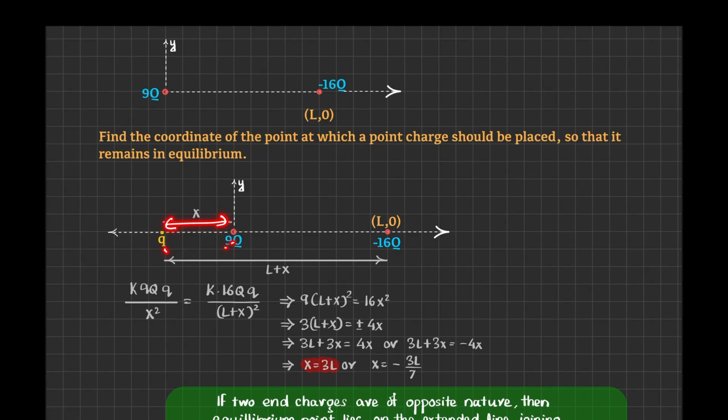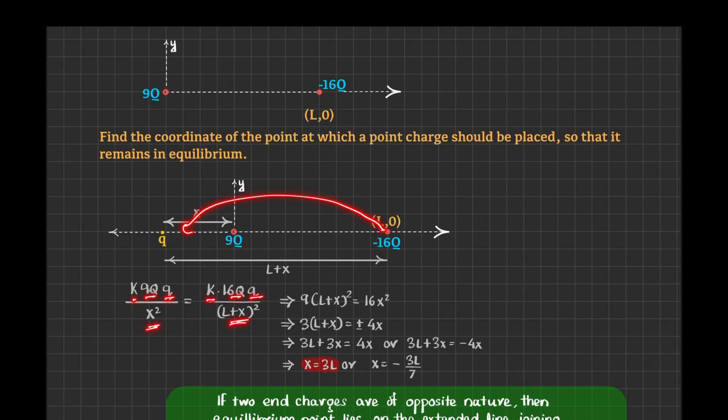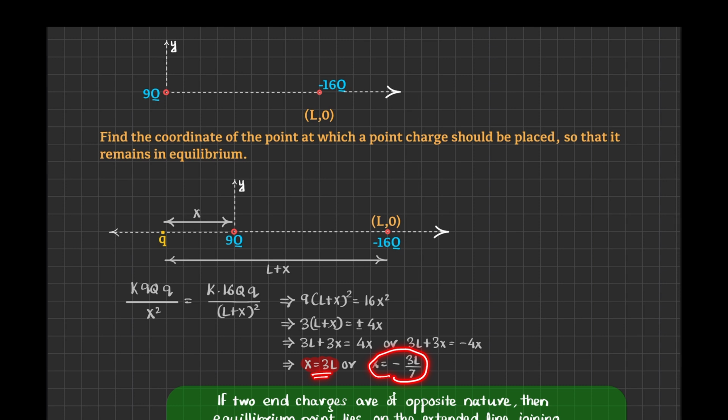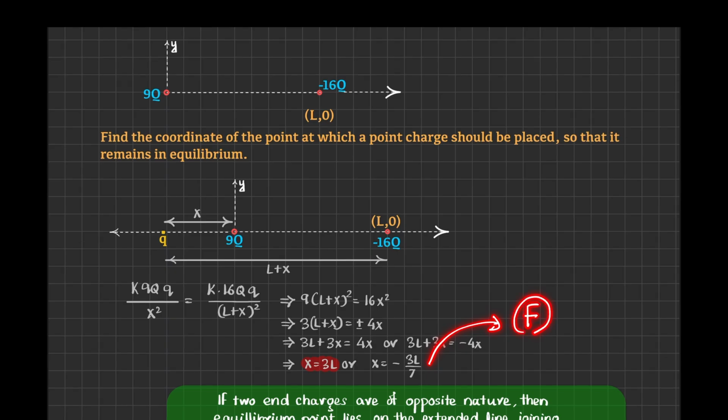Now the force on this q due to 9q will be k 9q into q by x square, and due to 16q the force will be k 16q into q by L plus x square. If we equate them, again we get two values, x equals 3L and x equals minus 3L by 7. X equals 3L gives us this point, but x equals minus 3L by 7 gives us a point somewhere here. Again, this tells us the forces are equal in magnitude, but the directions are also equal. So if both of the forces are in the same direction, they cannot cancel, right?